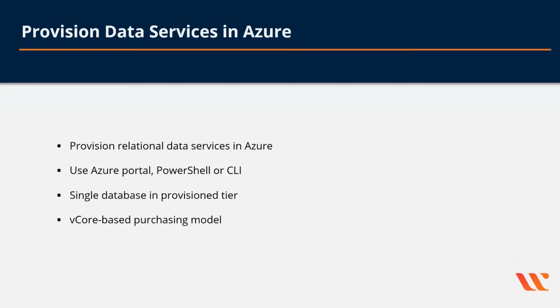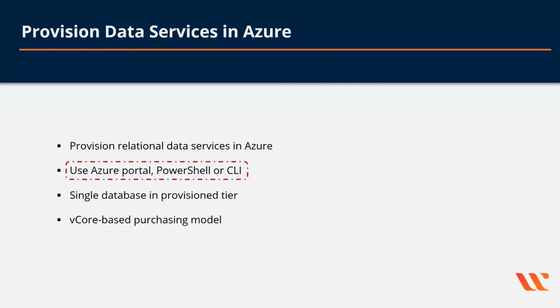In this segment, we are going to review provisioning relational data services in Azure. You can use Azure Portal, a PowerShell script, or an Azure CLI script in order to create a single database in Azure SQL Database. A single database is the quickest and simplest option for Azure SQL Database. You can also create and manage a single database within a server which is inside the Azure Resource Group in a specified Azure region.